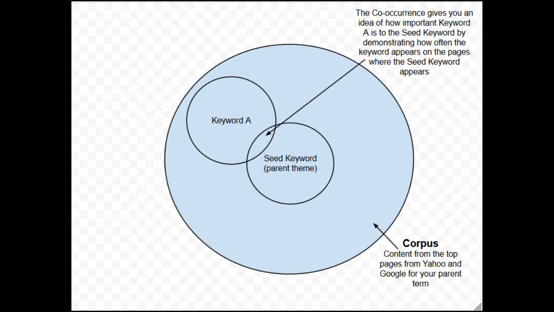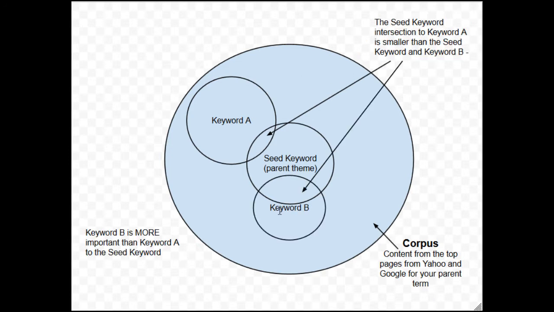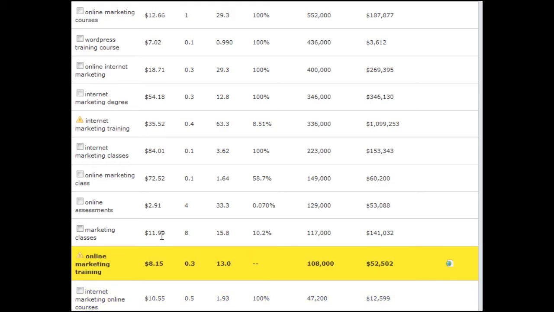Alright, now let's go on to talk a little bit about the next keyword. We've got here keyword B, and you can see, if these circles are the size of the competing pages, where we had roughly the same size for our seed term and for keyword A, keyword B now is actually a little bit smaller. I don't remember whether or not keyword B is actually any smaller over here.